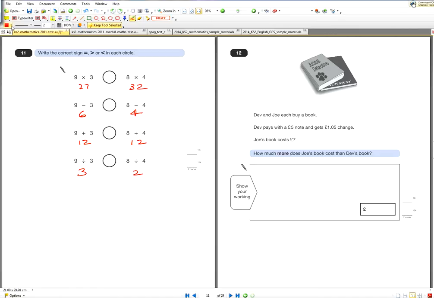Now, let's put the symbols in. Let's change to blue. Now, we need some symbols. So, 27 is less than 32. 6 is greater than 4. 12 is equal to 12. And 3 is greater than 2. Try to make sure your symbols fit in the shape. Okay, Mr. Kamal, can you mark them?